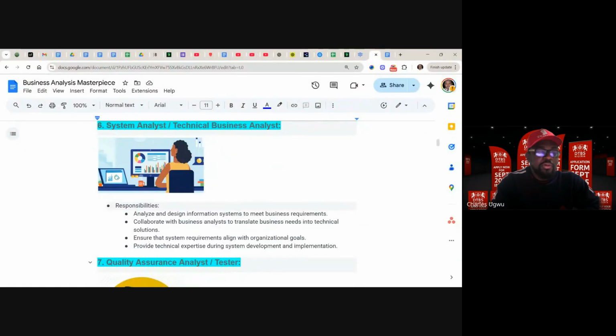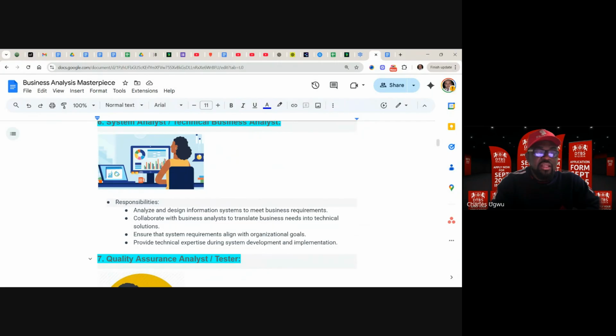So the responsibilities are to analyze and design information systems to meet business requirements. Collaborate with business analysts to translate business needs, that is, business requirements, into technical solutions. Ensure that system requirements align with organizational goals and provide technical expertise during system development and implementation. So that is your role here. It's all about technicalities, solution design, converting the business requirement into technical requirement. That is, break it down into user stories and acceptance criteria. We call it product backlog.